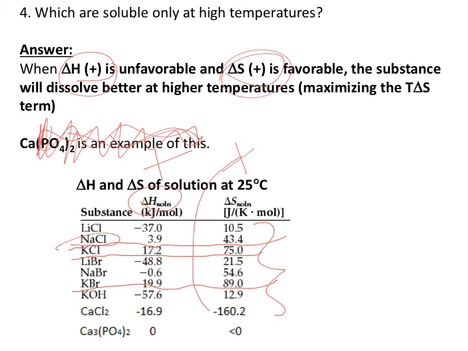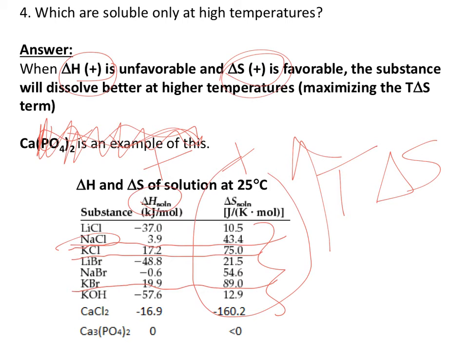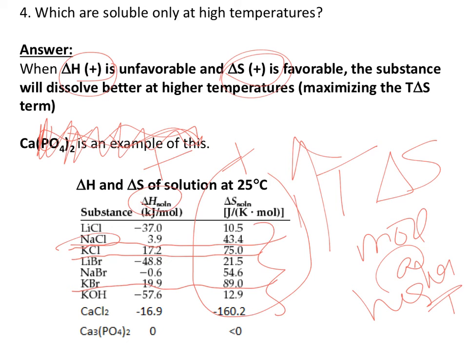But the entropy is favorable. So we want to emphasize the entropy term. How do we do that? We increase temperature. And so what that means is these substances are more soluble at higher temperatures, which kind of feels intuitively right, doesn't it? So that's it, but I know this is a tricky concept, so there are a couple more slides I'm going to fly through more quickly.